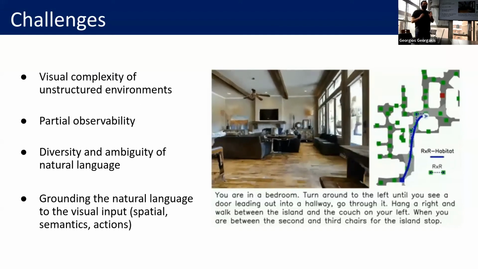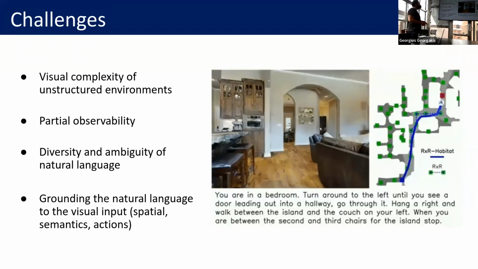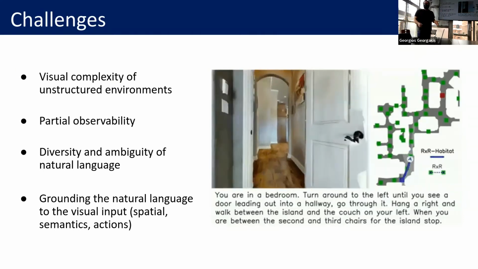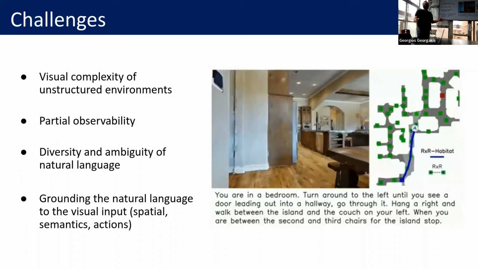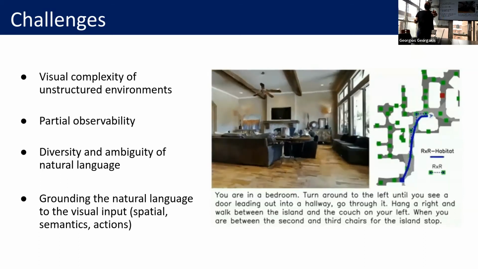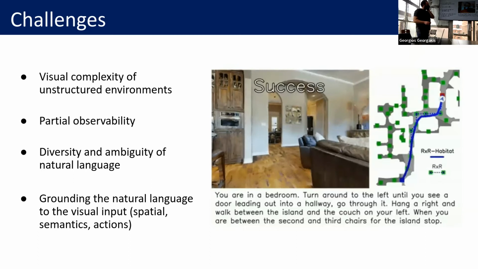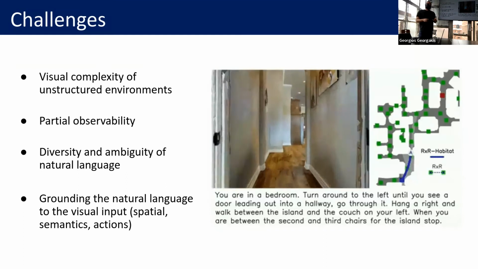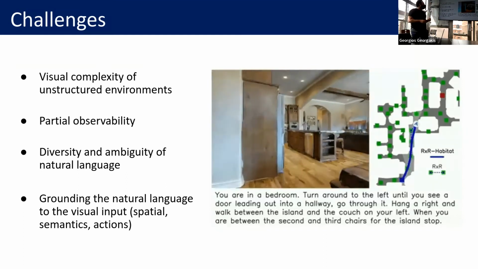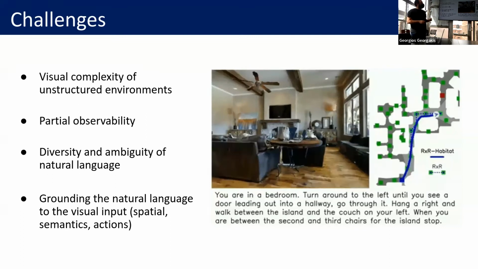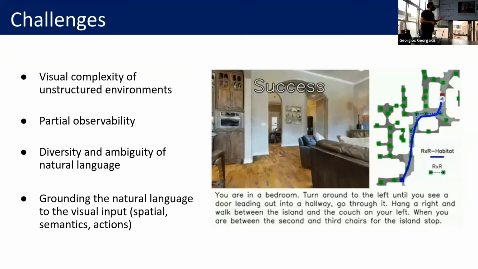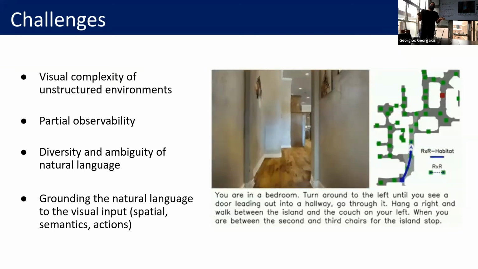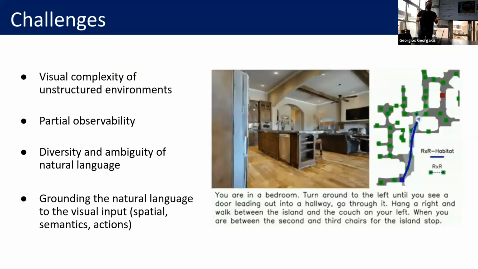There are a lot of challenges for this problem. The first challenge comes from the language side. Language is very diverse. There are a lot of different ways you can describe the same path, coming from multiple human subjects. Also, the instruction itself can be ambiguous. It says here, you're in a bedroom, turn around to the left until you see a door. There might be two doors in the bedroom, right? You don't know exactly which one you're going to follow.